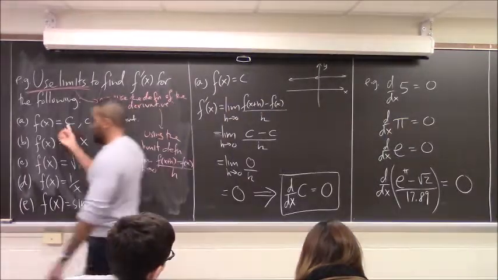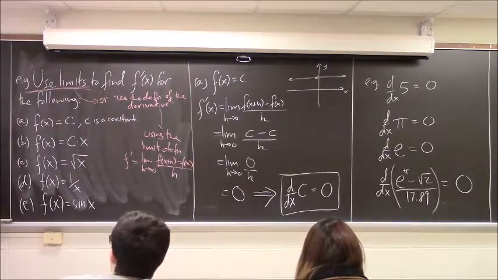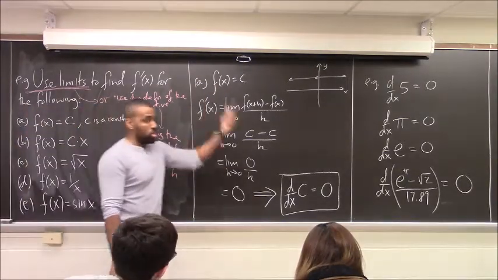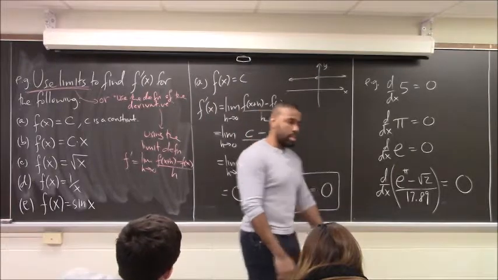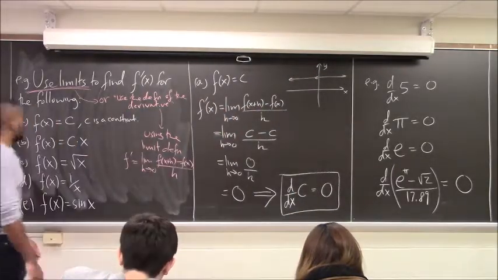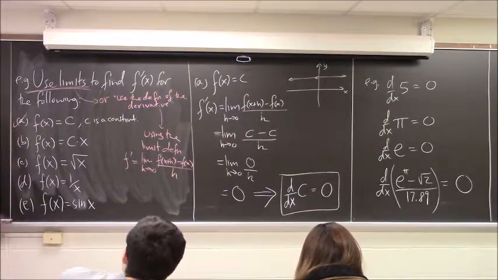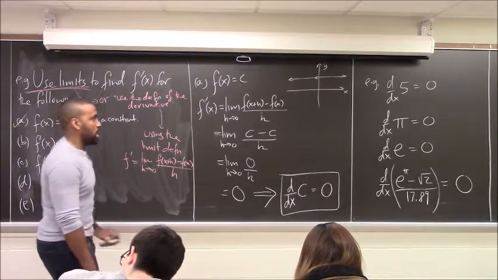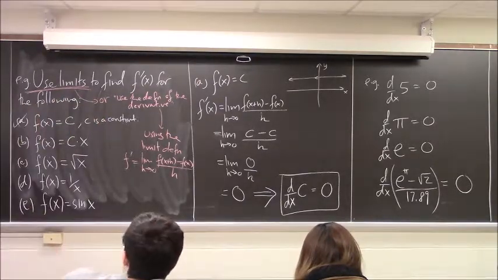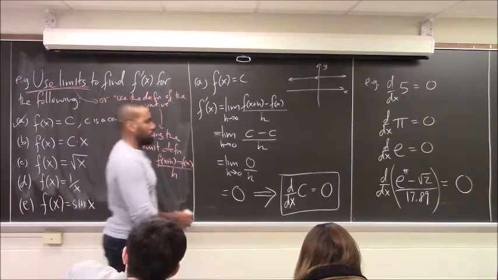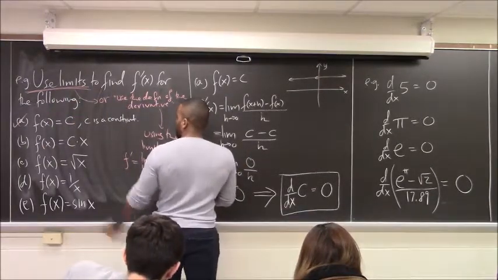So that's the very important thing to know. The derivative of any constant is 0 because a constant is just a horizontal line, and the slope of a horizontal line is 0. That's just something we know now, and we actually just proved it using the limit definition. Any questions here? Nothing much happened there.